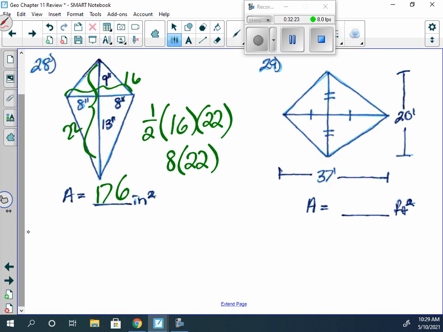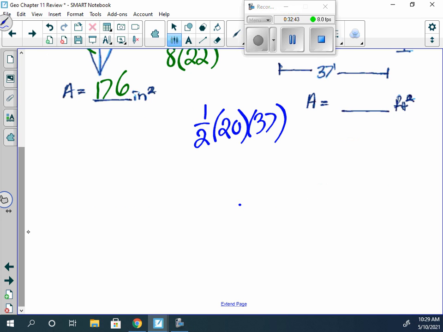So if we look at 29, well, they told us one of the diagonals is 20 and the other is 37. So I can say 1/2 of 20 times 37 for the kite. Now this one's not too bad, especially if you're doing it in your head. 1/2 of 20 is 10, and 10 times 37 is 370.